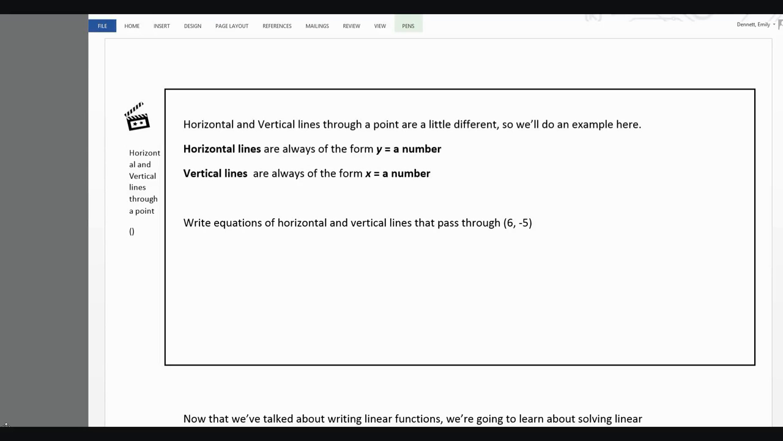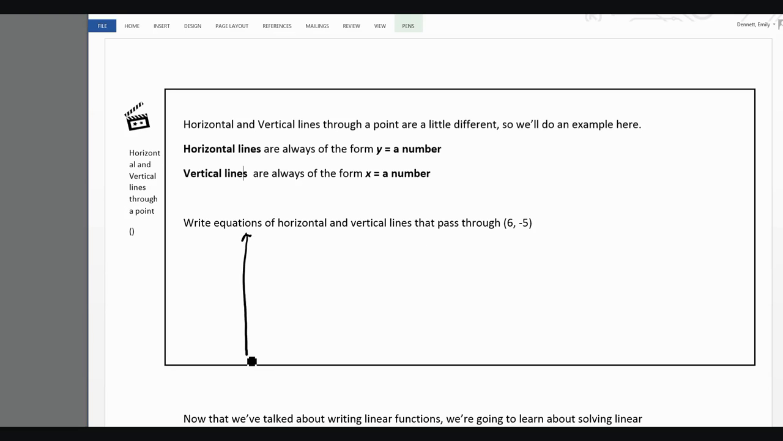Let's say we have a point and we want to find the equation of the horizontal line that goes through that point and the vertical line that goes through that point. How would we do that? Well, it's actually quite simple. So we're going to do an example here where we write the equations of the horizontal and vertical lines that pass through the point (6, -5).